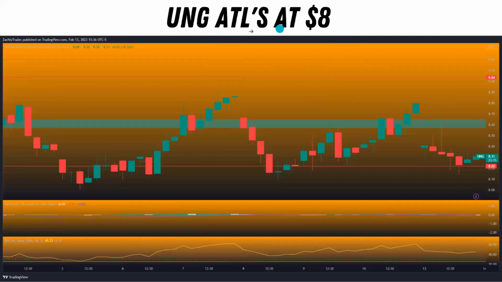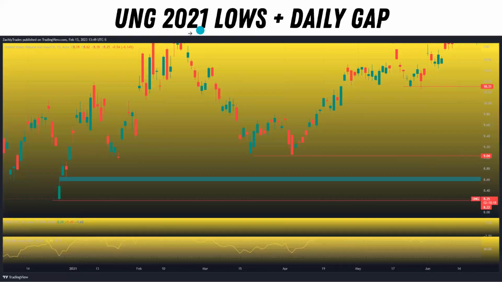Now, if you look, we recently just hit all-time lows on UNG. So this is us cracking that 8.22 level, and we came all the way down to $8. This is a 1-hour chart, a smaller time frame, but you can see we did break that, and UNG is making all-time lows. These are the previous lows over here in 2021, and also the daily gap.